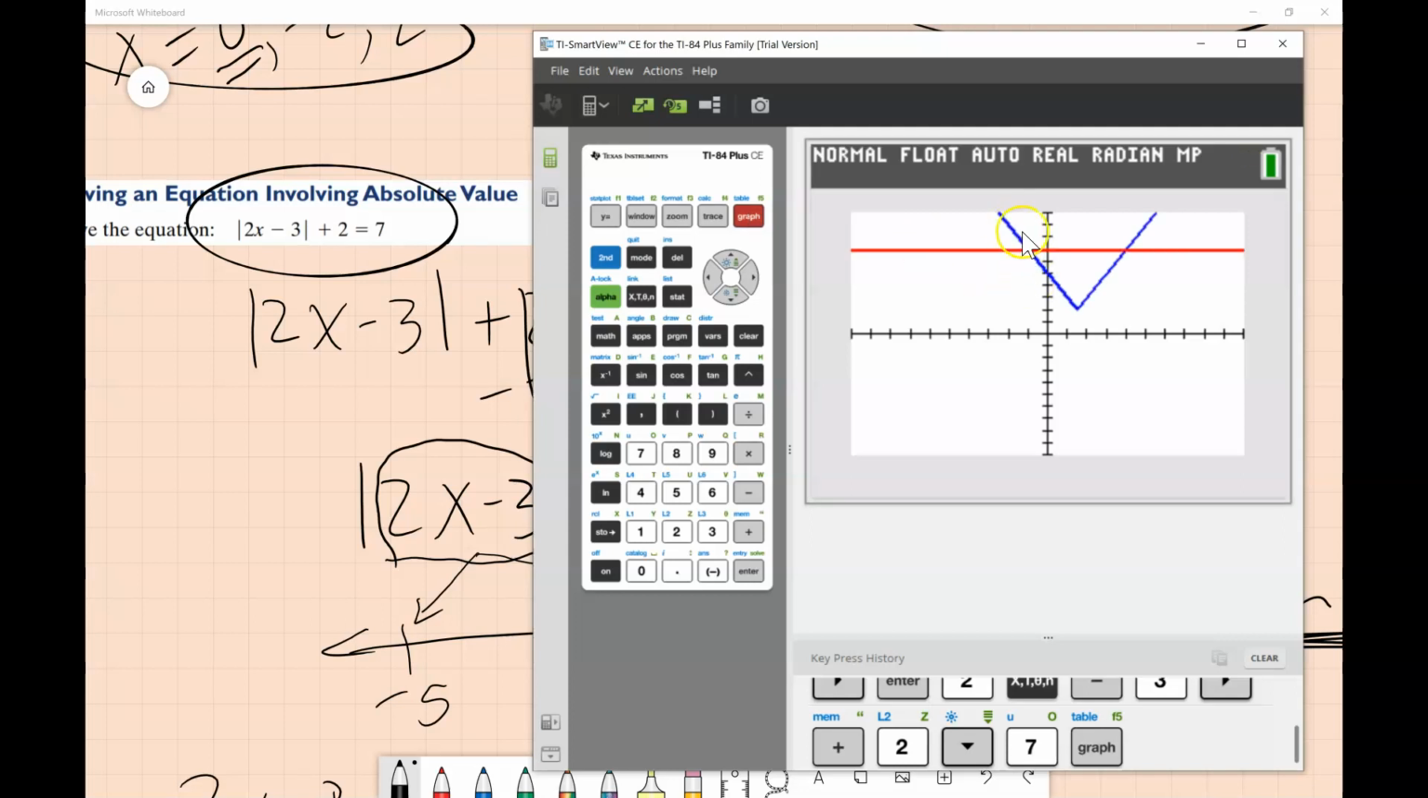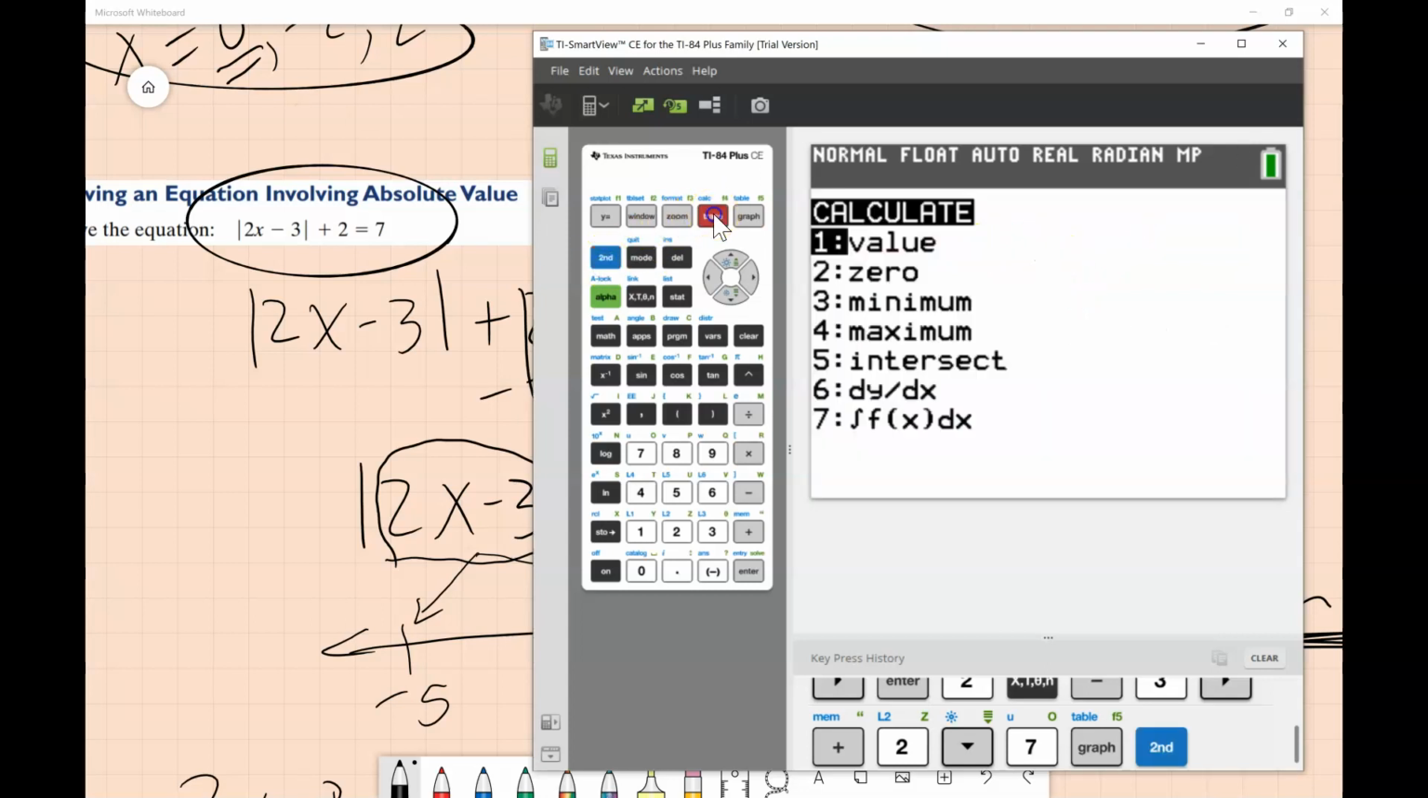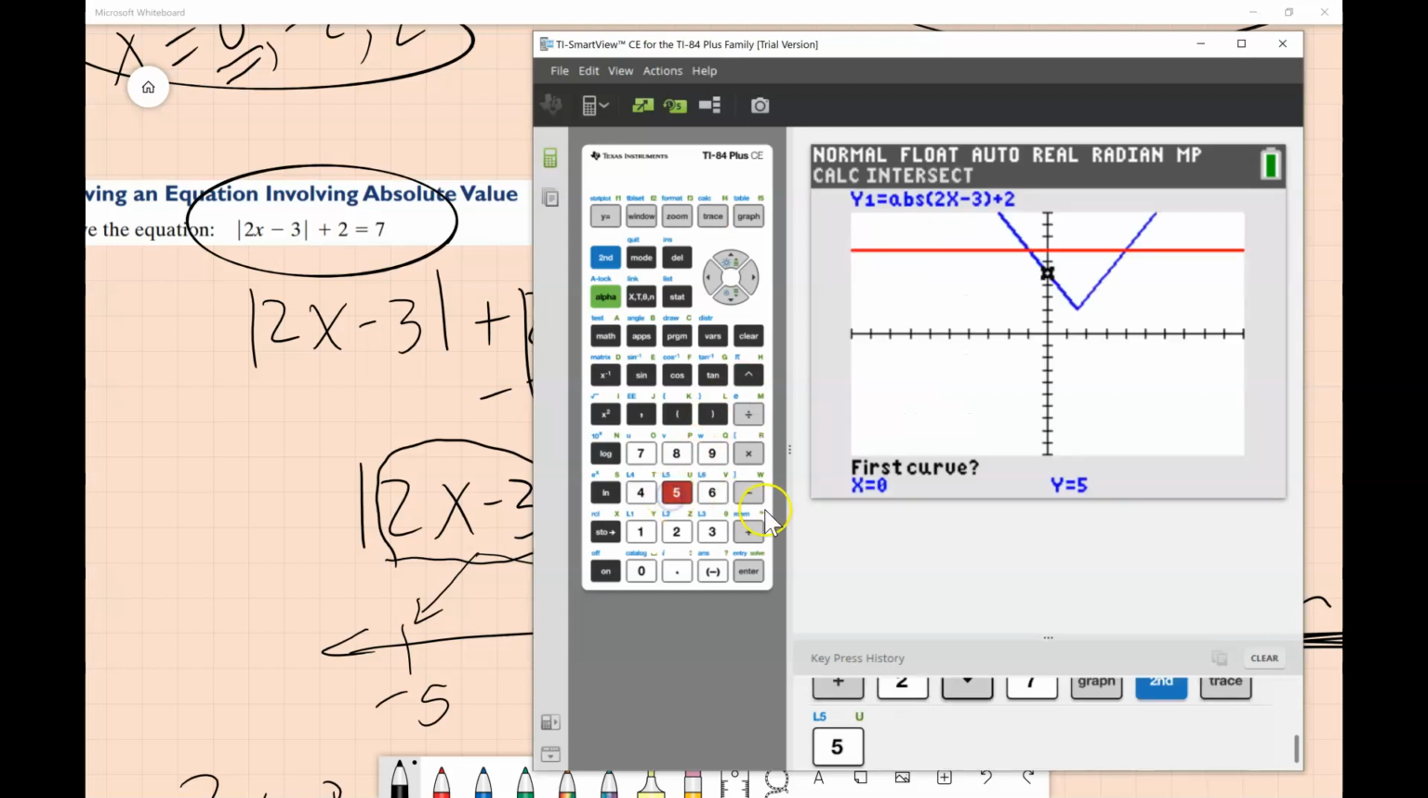And notice here this blue thing is my absolute value expression, and this red thing is my constant expression. And I'm trying to find where they cross. Finding where they cross will give me the answer. So second calc, option 5 is intersect. First curve doesn't really matter. It can be the blue one. The second curve can be the red one. And when it says guess, I'm going to take it near where it crosses to the left. And it is -1 for x, which is what we already found.